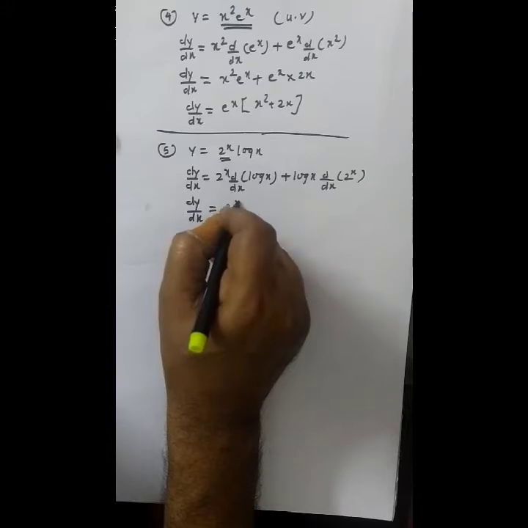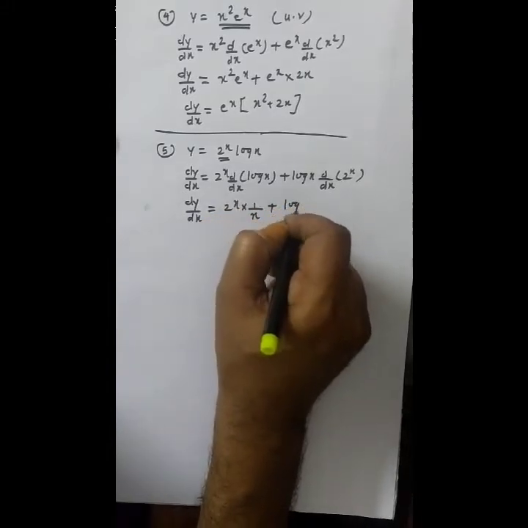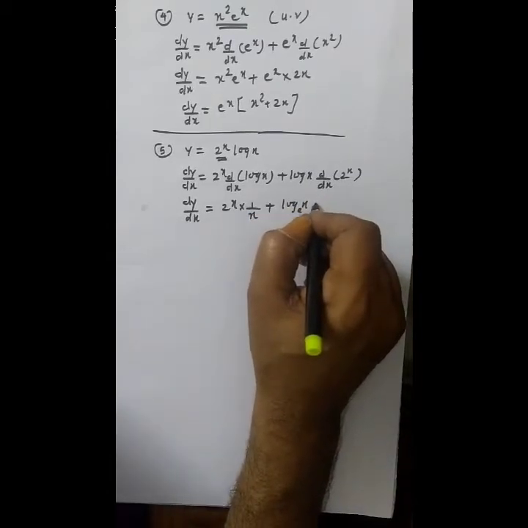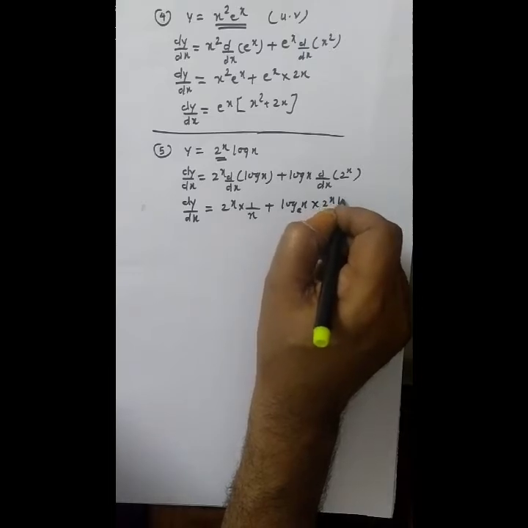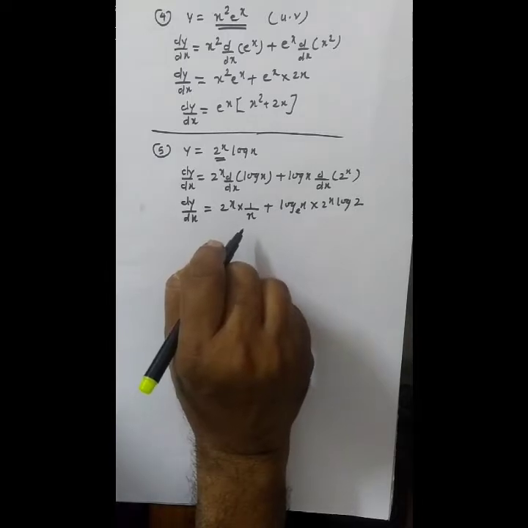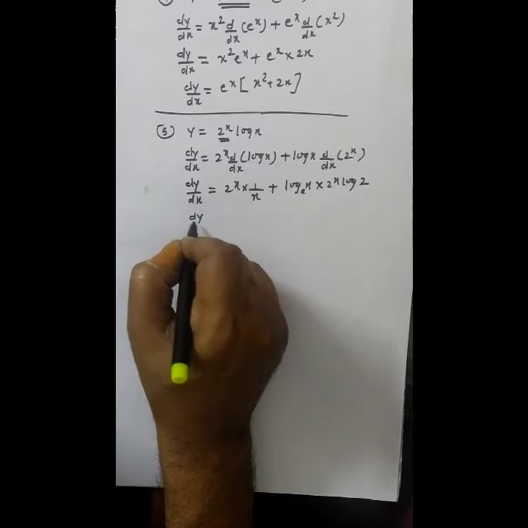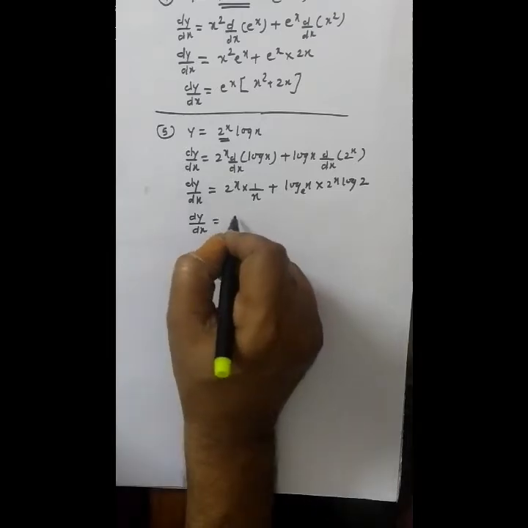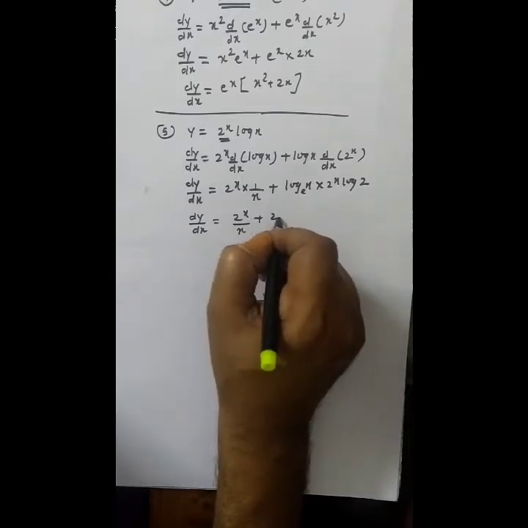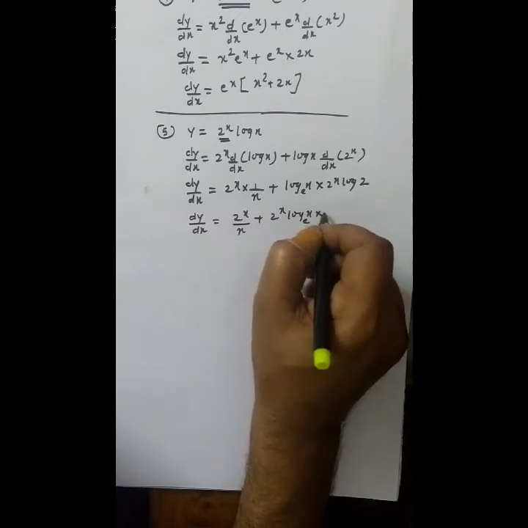So dy by dx is 2 raised to x into derivative of log x, which is 1 by x, plus log x into derivative of 2 raised to x, which is 2 raised to x into log 2, because derivative of a raised to x is a raised to x into log a. Instead of a it is 2, so it is 2 raised to x into log 2. So this is same as dy by dx is equal to 2 raised to x divided by x plus 2 raised to x into log x into log 2.